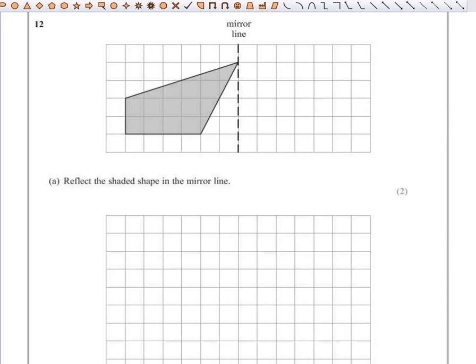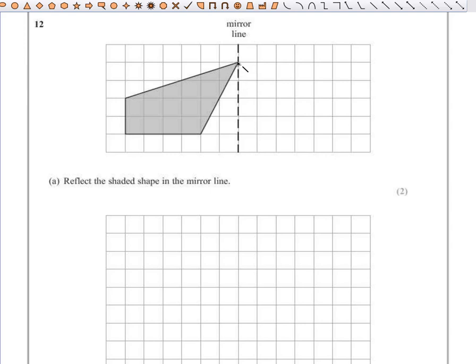Question 12. Part A. Reflect the shaded shape on the mirror line. So we've got a line here and we're going to reflect this whole shape over to the other side. Now I know that when you look in a mirror, everything is turned backwards, so this shape has to be facing the opposite direction. Other things to remember is that reflections happen at 90 degrees to the mirror line, and that the distance between the mirror and a point is exactly the same on the opposite side of a mirror.